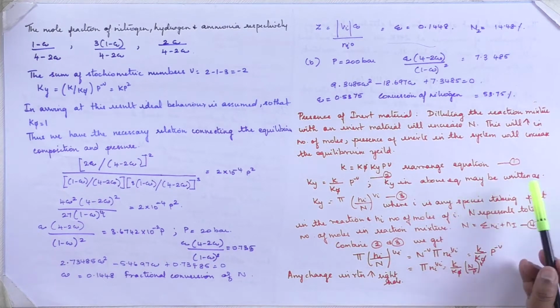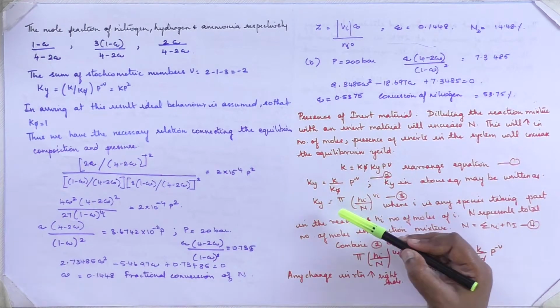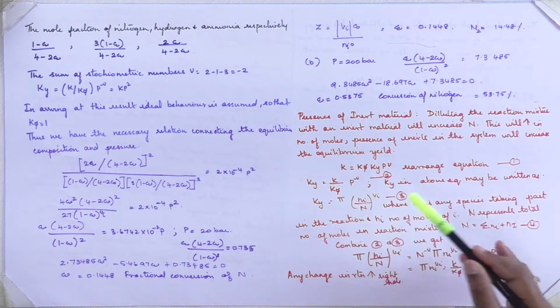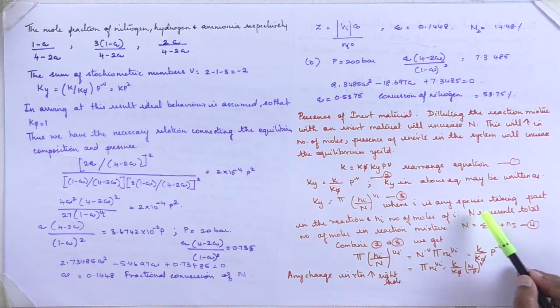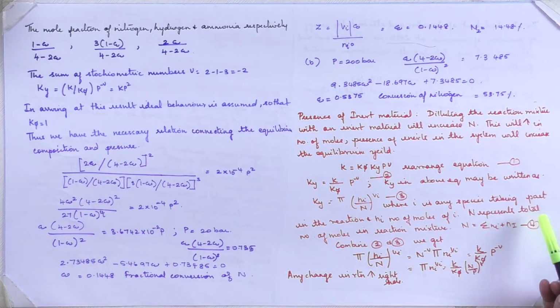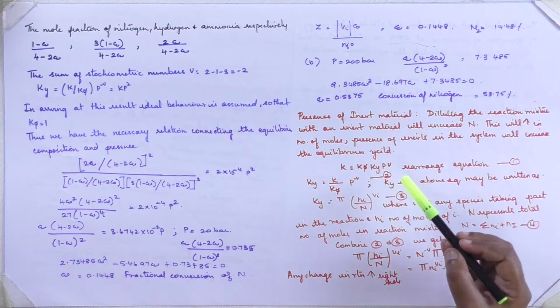So Ky in the above equation may be written as Ky is equal to phi into Ni divided by n power Vi, and this is equation 3, where i is the species taking part in the reaction, Ni is the number of moles, and n represents the total number of moles in the reaction. n is equal to sigma of Ni plus n capital I, where the presence of inert material takes place, and this is equation 4.